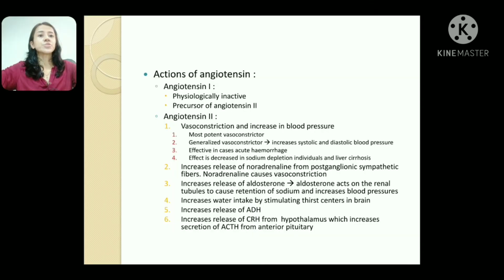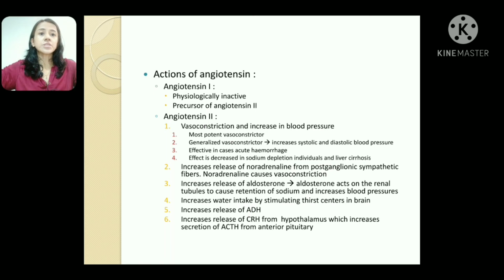Again, actions of angiotensin. Angiotensin 1 is physiologically inactive and it is the precursor of angiotensin 2. Angiotensin 2 is a vasoconstrictor, and it increases the blood pressure. It is the most potent vasoconstrictor; you can say it is 4 to 8 times more potent than norepinephrine. It is a generalized vasoconstrictor, so it increases the systolic as well as diastolic blood pressure. It is highly effective in cases of acute hemorrhage, and the effect decreases in a sodium depletion state, as well as in individuals with liver cirrhosis. So that is the first function, vasoconstriction.